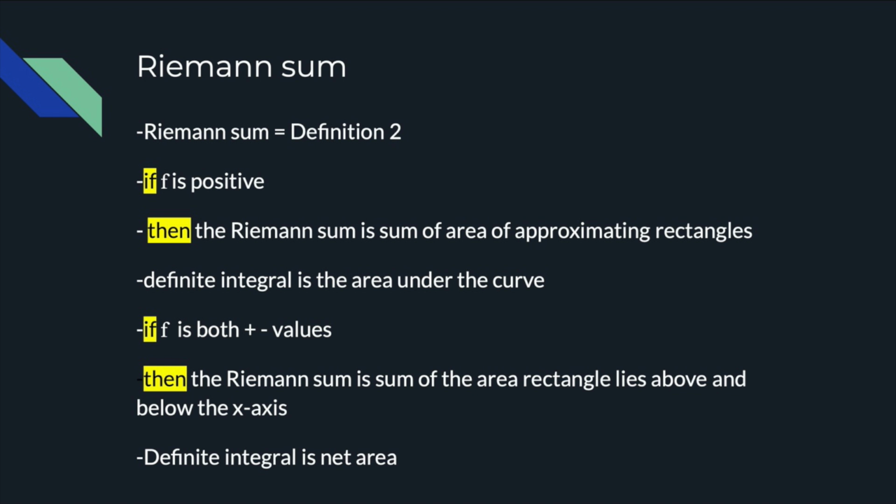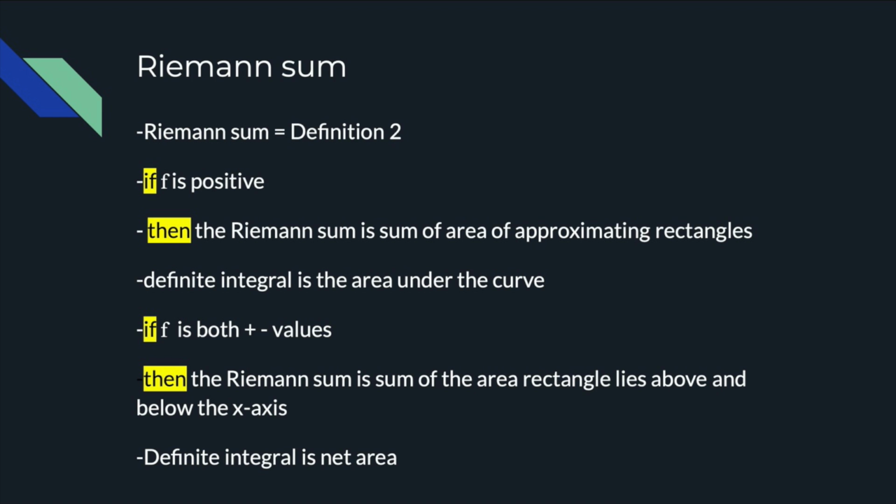The next thing we'll be talking about is the Riemann sum. So the Riemann sum is equivalent to definition 2. And definition 2 says that the definite integral of an integrable function can be approximated to within any desired degree of accuracy by a Riemann sum. If f happens to be positive, then the Riemann sum can be interpreted as a sum of areas of approximating rectangles.